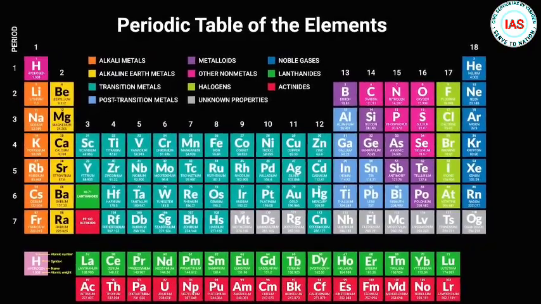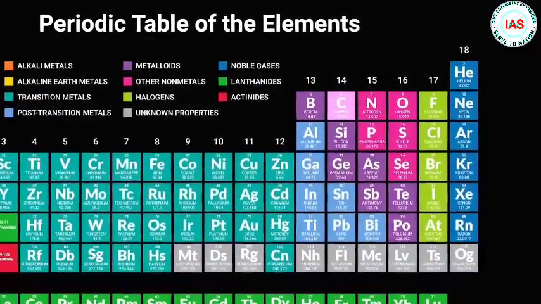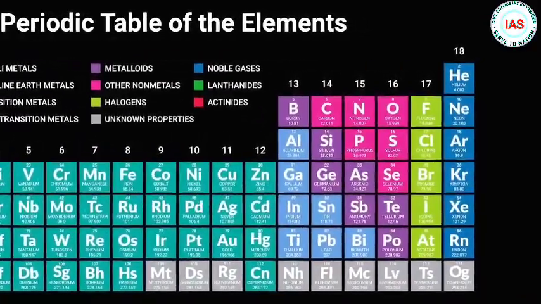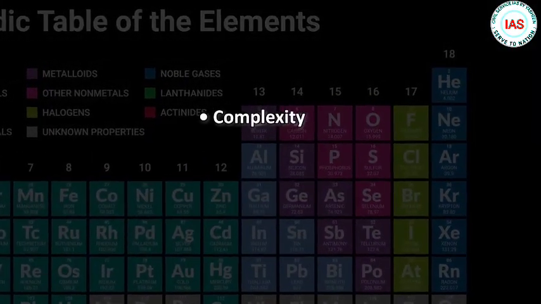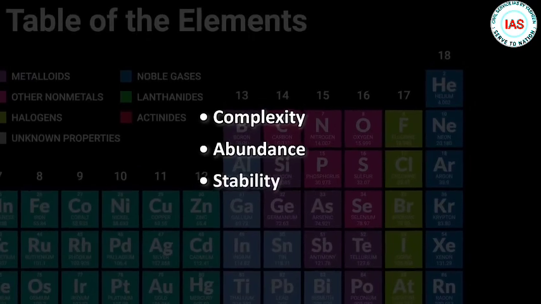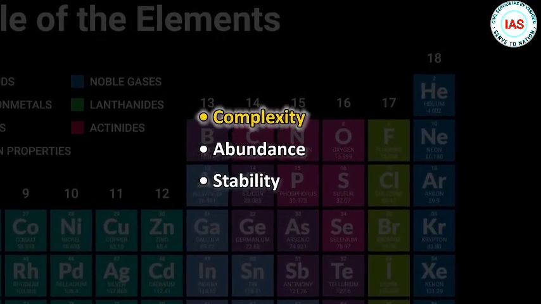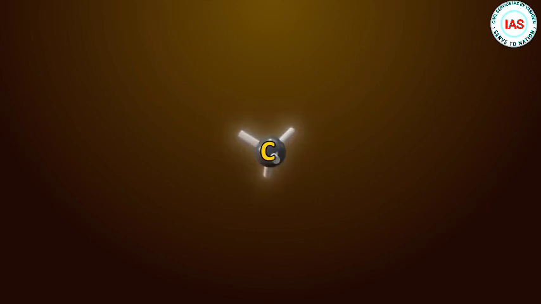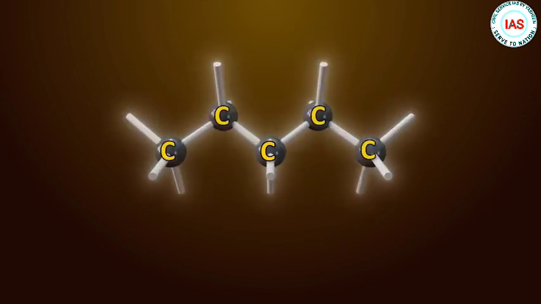There are 94 naturally occurring elements on the periodic table. Why is everything based on carbon and not something else when the choices are so many? The answer boils down to three things: complexity, abundance, and stability. What do I mean by this? Let's start with complexity. Carbon is able to form the complex molecular structures needed for the complex chemistry that life requires. Why is carbon able to do this?